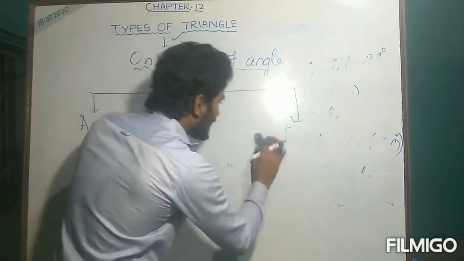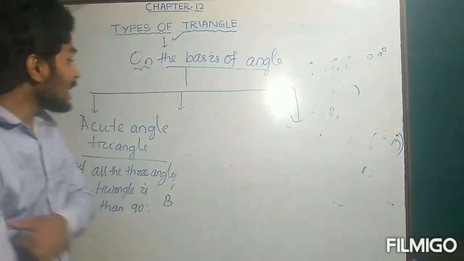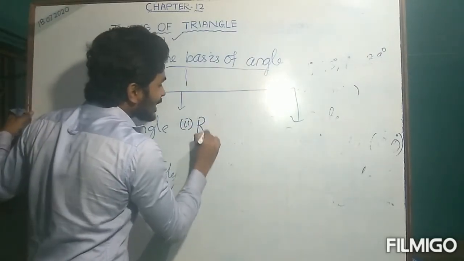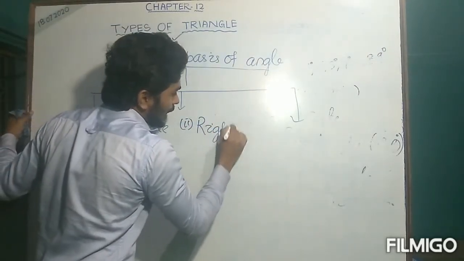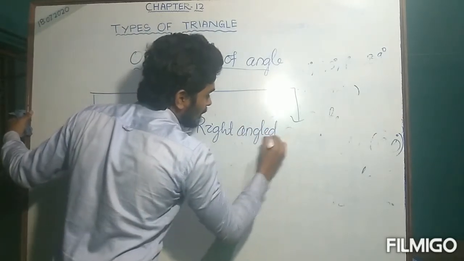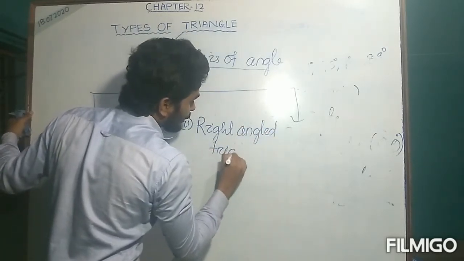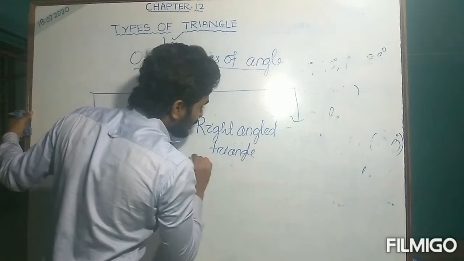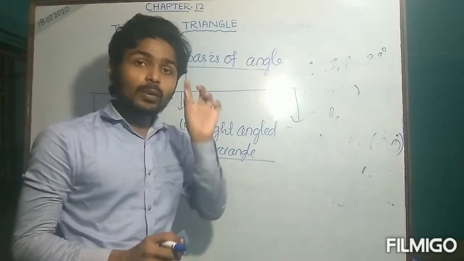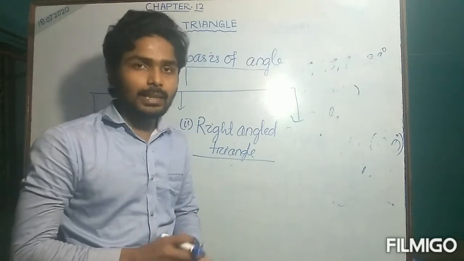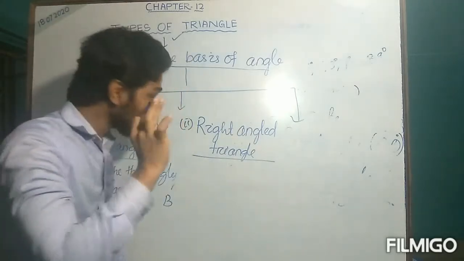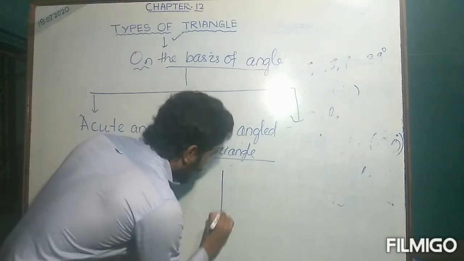Now coming to the second type of triangle. The second type of triangle is known as a right angled triangle. Okay. So what is the definition of a right angled triangle? A triangle in which only one angle is 90 degree is known as a right angled triangle. Okay, any one angle. You can take any one angle to be 90 degree.